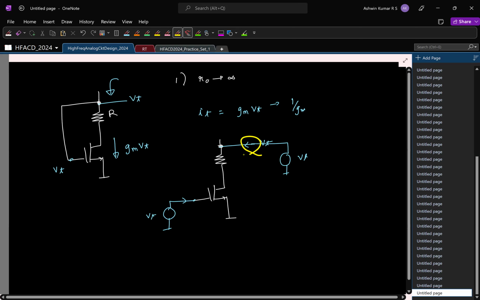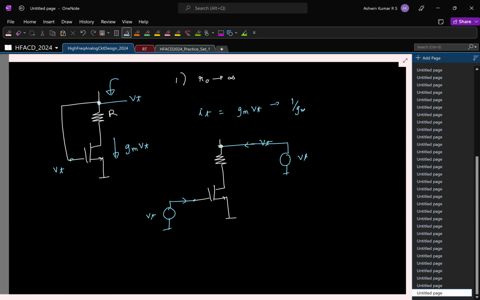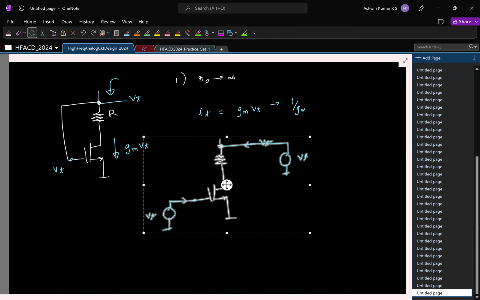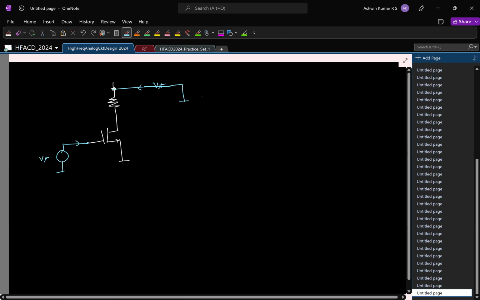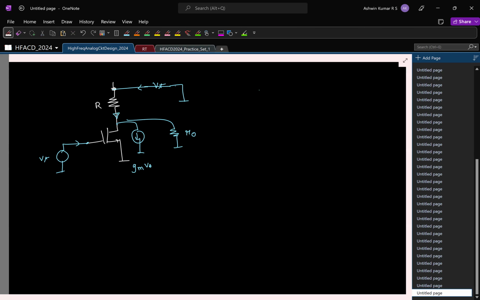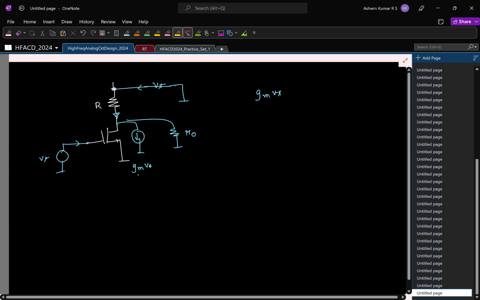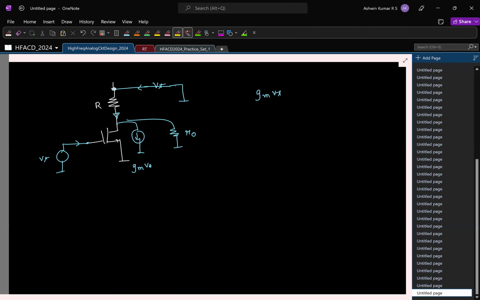What do we do? Superposition. Let us say I find only the contribution due to the gate. So what will I do? I'll take it to the next page maybe. I'll short this guy. So I have gm times Vt. I'm interested in finding the current here. It's a current division. I have a current gmVt, which can get divided between R naught or R. I'm interested in the current flowing through R. So what is that current?